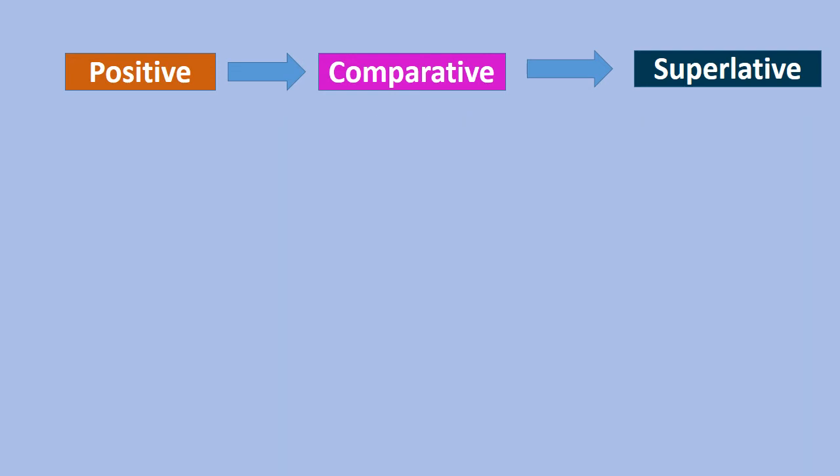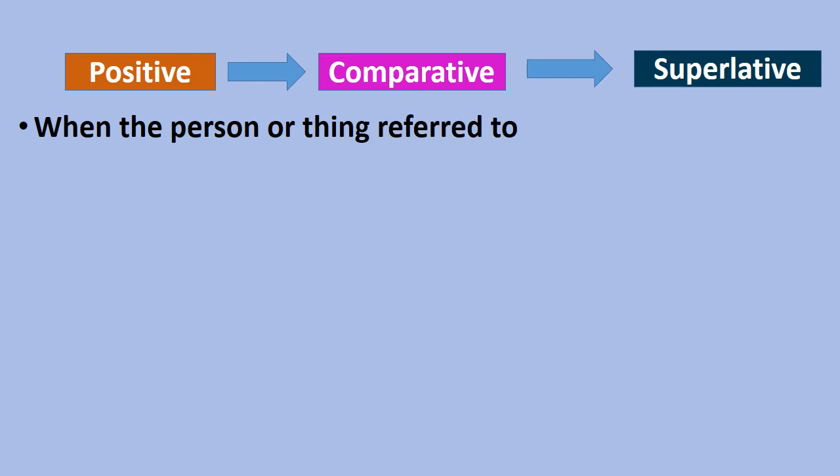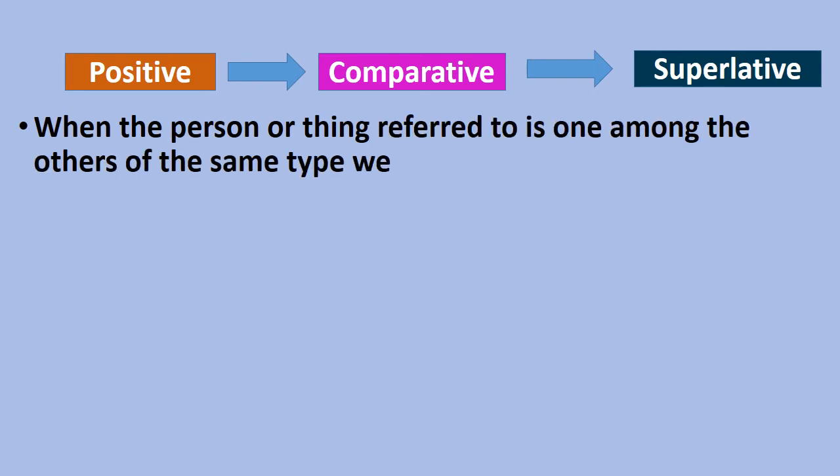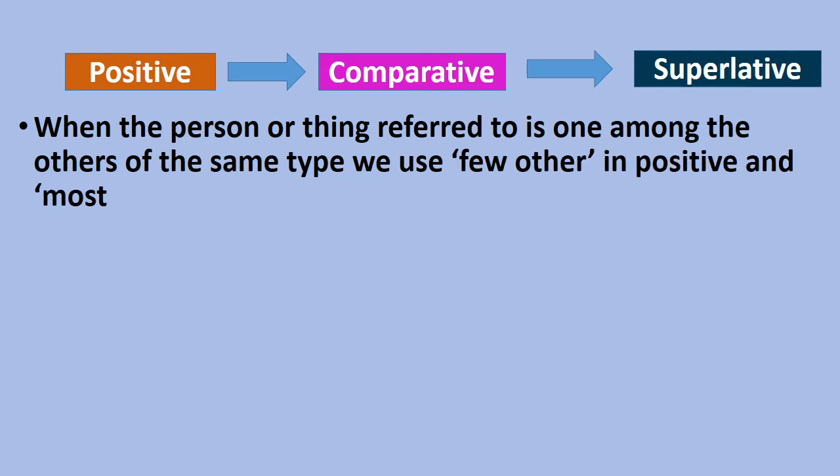Every time it is not possible that the things that are compared are only one of their kind. Sometimes it so happens that the person or thing referred to is one among the others of the same type. In that case, we use "few other" in positive and "most other" in comparative degree. Here "most" does not indicate superlative. It is used as "most other".